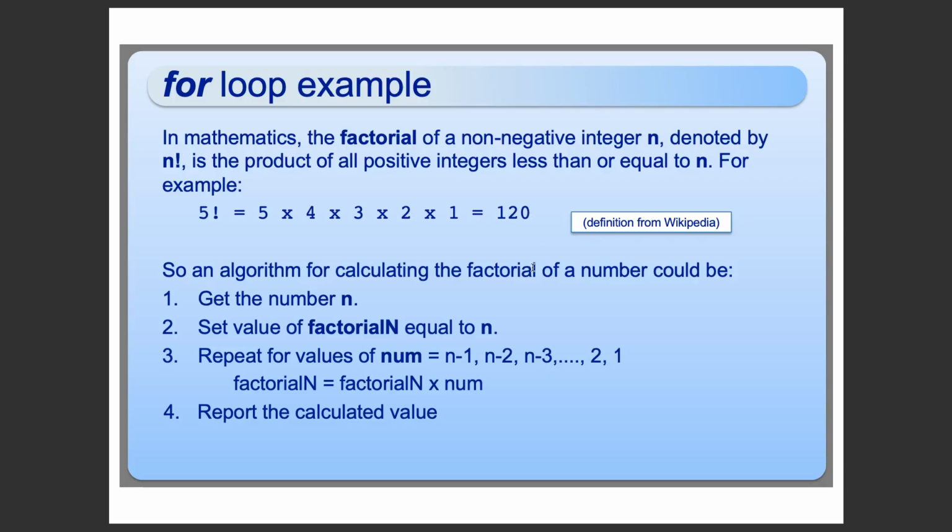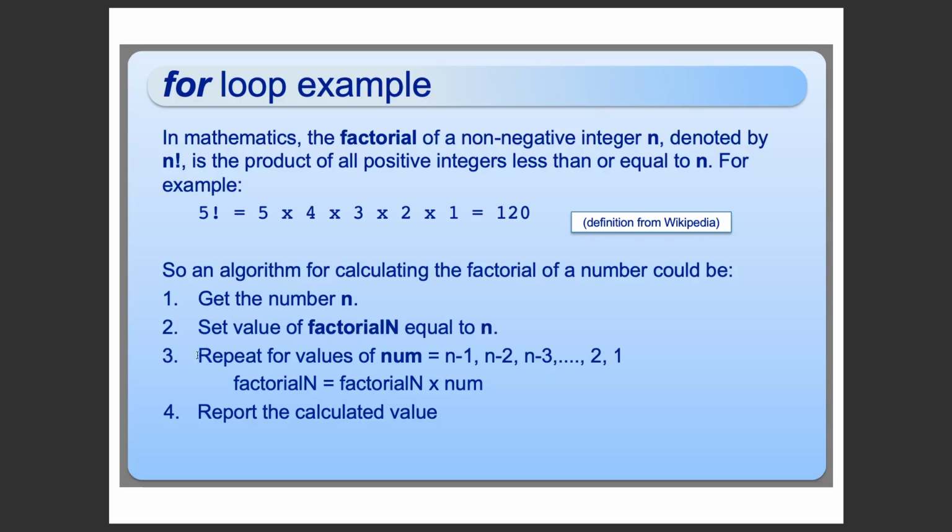So let's think about how we might write a program with a for loop that calculates the factorial of any number. So there's a bit of pseudocode here. So first step in the program, obviously we need to get the input from the user. So that's going to be the number n. So the user gives you a number n, and the computer program is going to calculate n factorial. So we get n from the user. Then we set the value of factorial n. So this is going to be a new variable that's going to store the result. So we set that value to be equal to n.